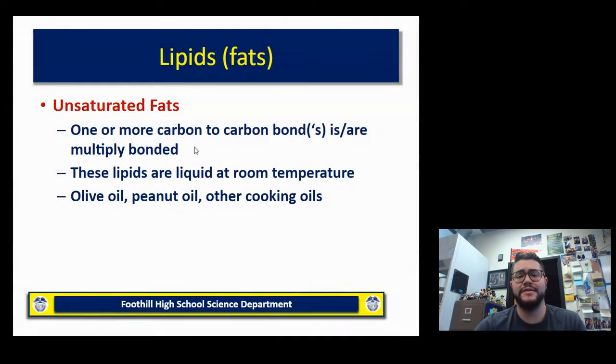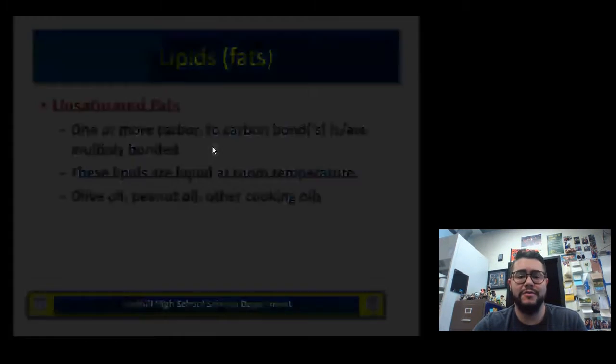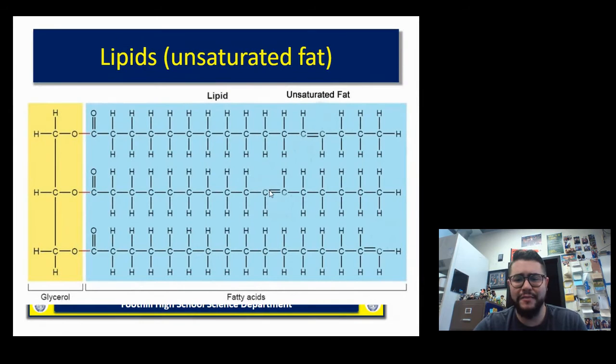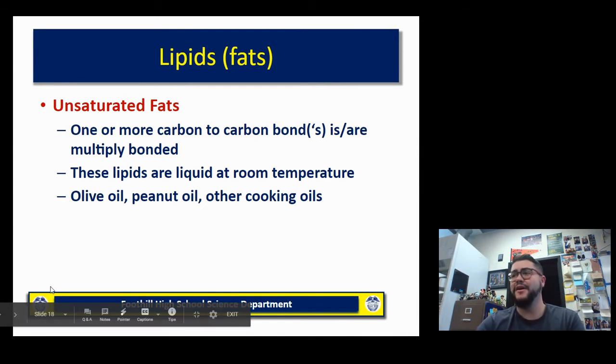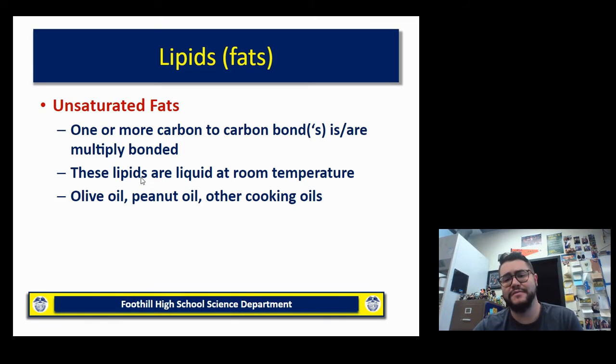Now, unsaturated fats have one or more double bonds in the fatty acid chains. So what that means is these molecules can't get as close to each other as in a saturated fat because there's little kinks in this chain. And that means that there's not as many van der Waals forces, and these things are liquid at room temperature. Basically, all of the oils you can think of, olive oil, peanut oil, coconut oil, any cooking oil, those are all examples of unsaturated fats.